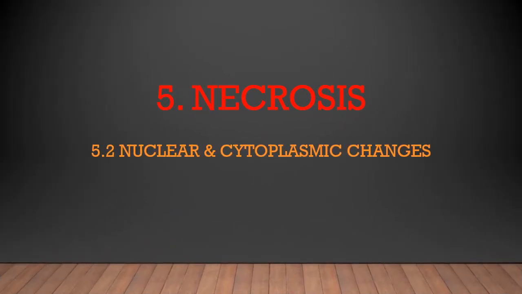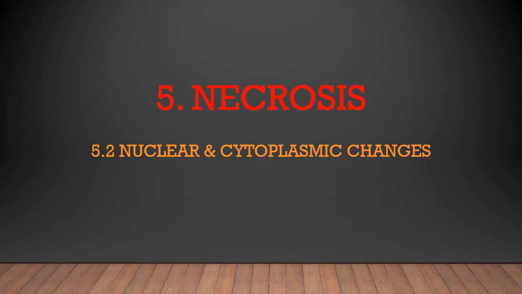In the previous lecture, we discussed the definition of necrosis and the causes of necrosis. Necrosis is one of the retrogressive changes, and necrosis is the rapid pathological death of cells in the midst of living tissue. In necrosis, nuclear and cytoplasmic changes are seen. Nuclear changes means the nucleus is affected, and cytoplasmic changes are also seen.